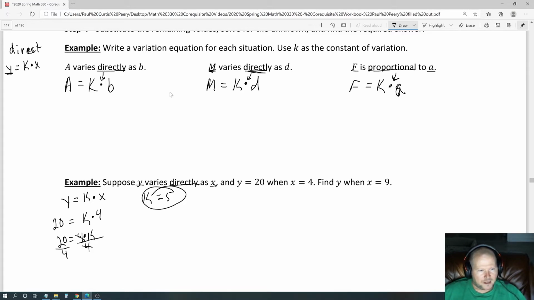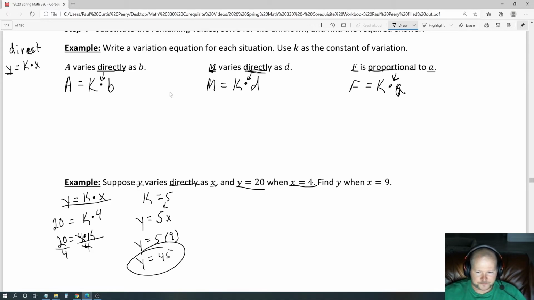Okay, we're not done though. So now we plug it back in. We write that y is equal to, but instead of k, now that we know k is 5, I'm going to substitute in there. I'm rewriting the original equation, y is equal to kx, except now y is equal to 5x. And now I'm going to plug in the new information they gave me. We already used y is equal to 20, x is equal to 4 to find k. And now we're going to say, find y when x is equal to 9. So we say y is equal to 5 times 9, which means y is equal to 45. And that's our final answer.